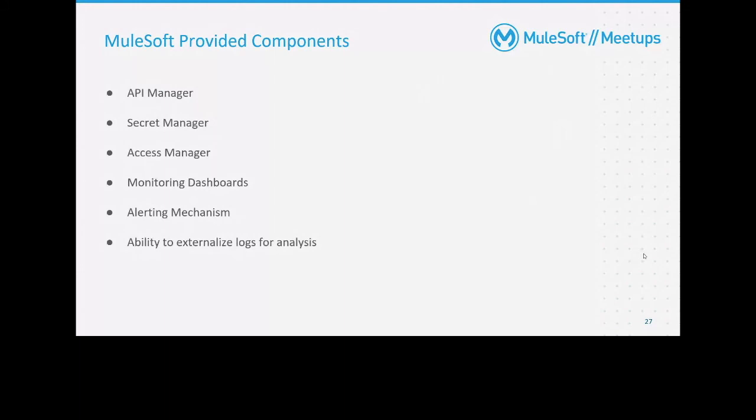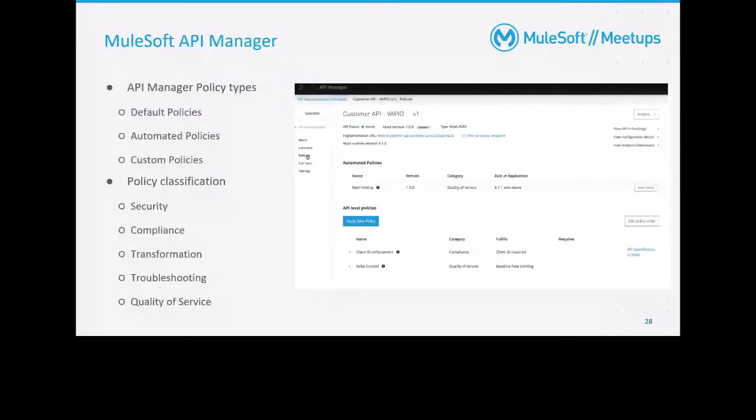So API Manager, as most of you would be aware, provides the ability to configure API policies. There are default policies that MuleSoft provides, which are ready to use, and there are automated policies that will be applied across all the APIs. And there are custom policies as well that you could create by yourself. What these policies are, we're going to look at in a moment. But these policies are largely across security, compliance, transformation, troubleshooting, and quality of service.